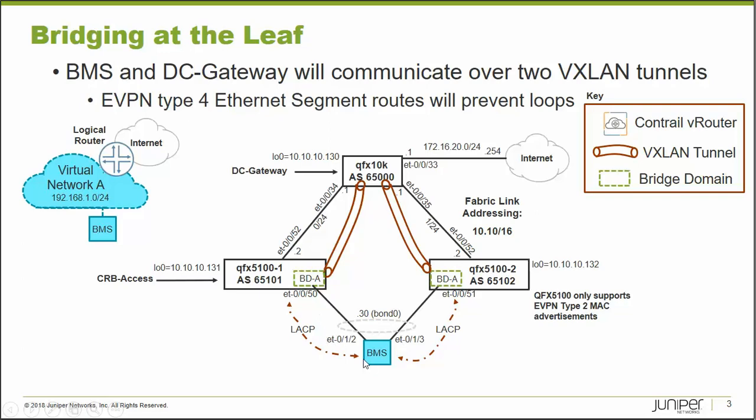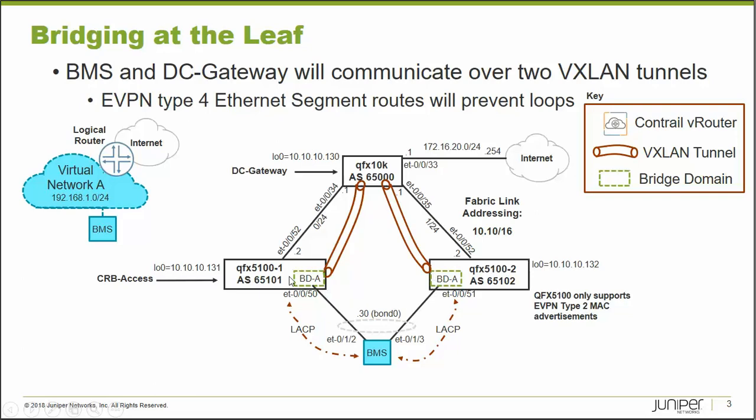The protocol LACP will run between the bare metal server and the top of rack switches. And then what Contrail Enterprise Multicloud will do when we go through this process is automatically build the bridge domains and the VXLAN overlay tunnels up to the QFX10K, and automatically configure the QFX10K to be able to route out to the internet as well. So here we see this slide's bridging on the leaf.